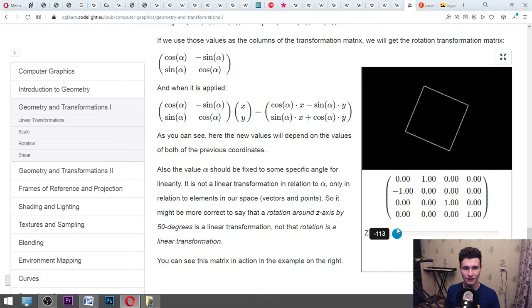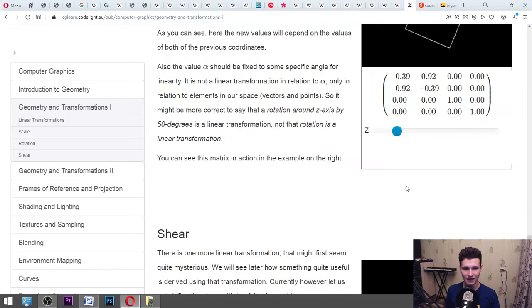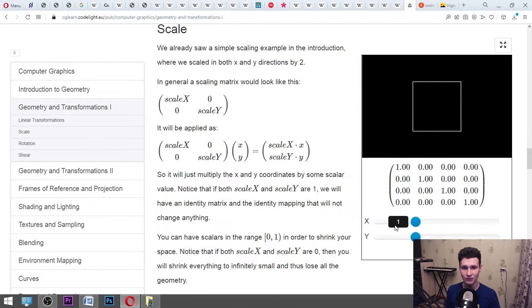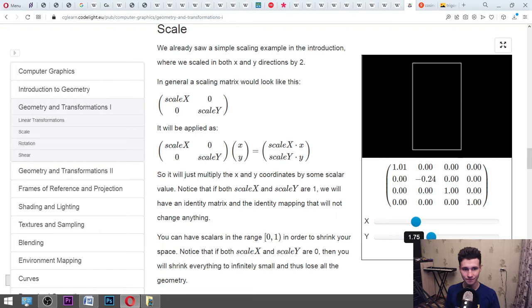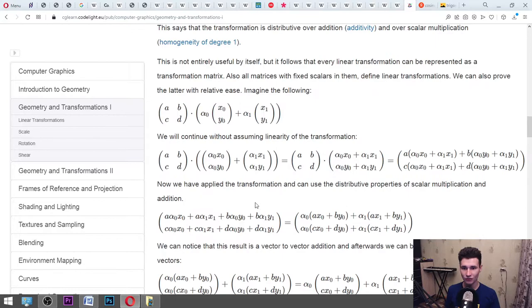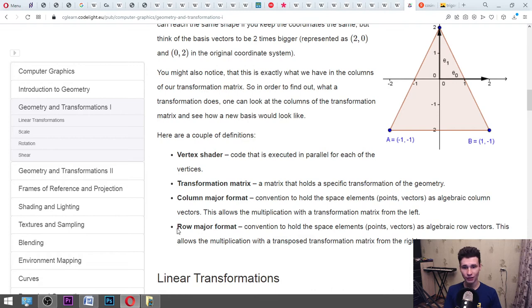I think that it is maybe specific sine, cosines, and also linear transformation, z-axis. Okay, specific dots and scale. We can do scaling, and actually we make the better x and y. We can make it bigger to look at this. Good, yes. And also, okay, we have the numbers, column, transformation, matrix, vertex shader, row major format.